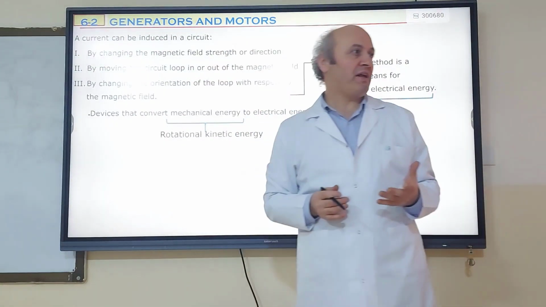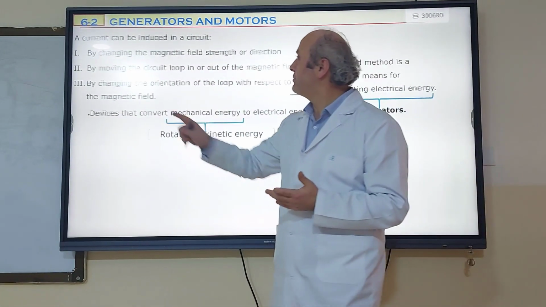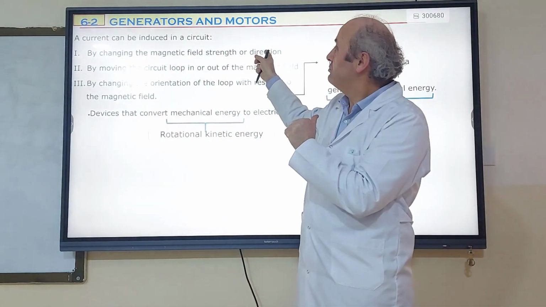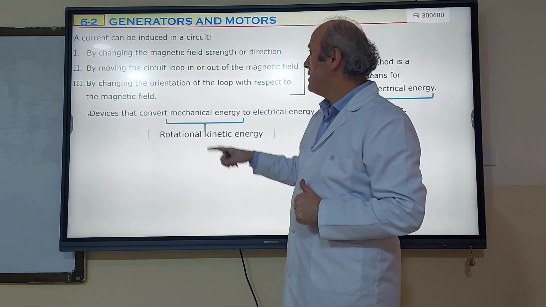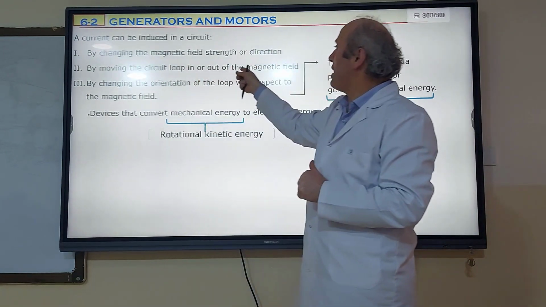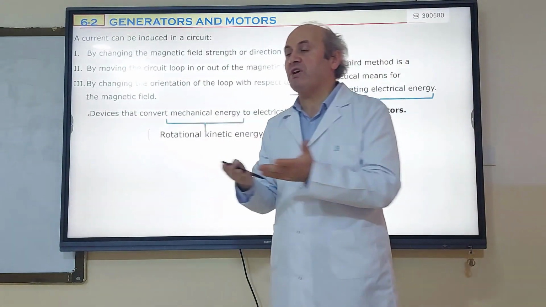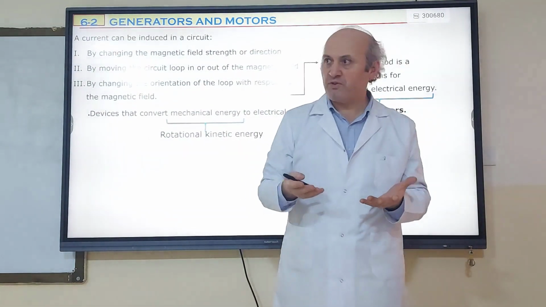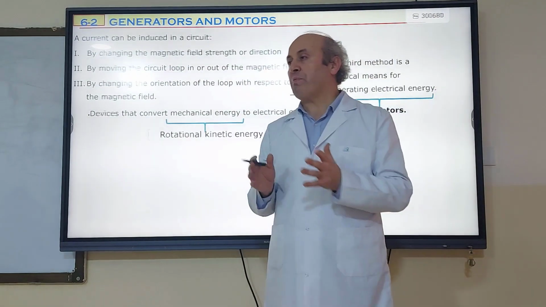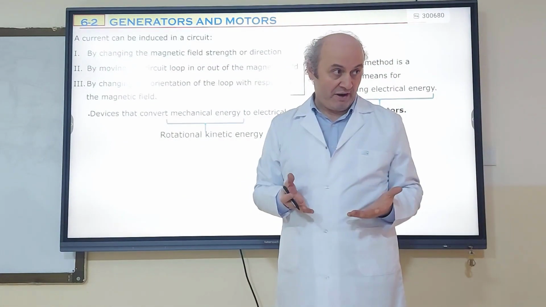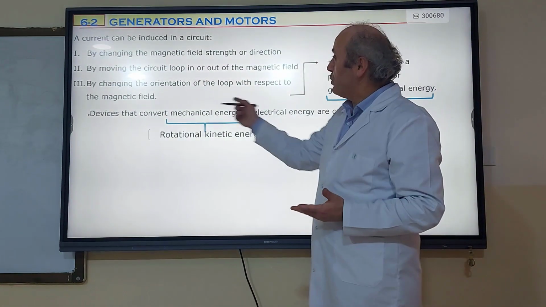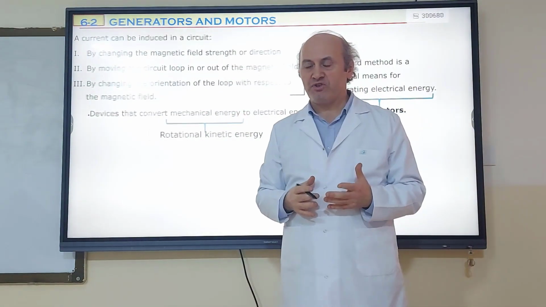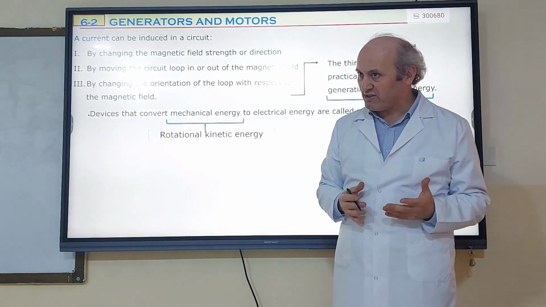And we can change magnetic flux in 3 ways. One of them is changing the magnetic field strength or its direction, so magnetic flux changes. Or moving the loop into and out of the magnetic field. By moving a loop into and out of the magnetic field, we are changing the effective area of the loop, which means the area which is perpendicular to the magnetic field is called effective area. Or the third one is changing the orientation of the loop with respect to the magnetic field by angle. We are changing the angle. When the angle changes, magnetic flux also changes.